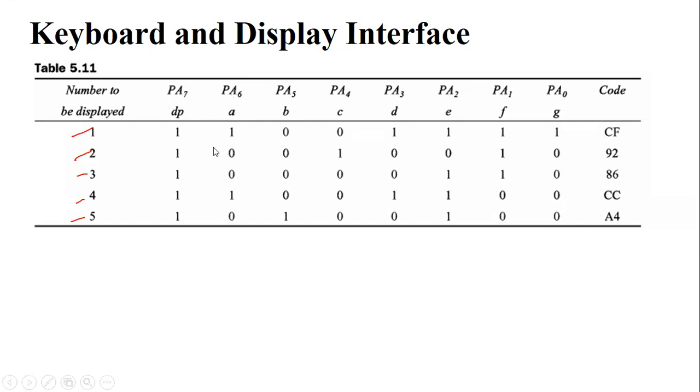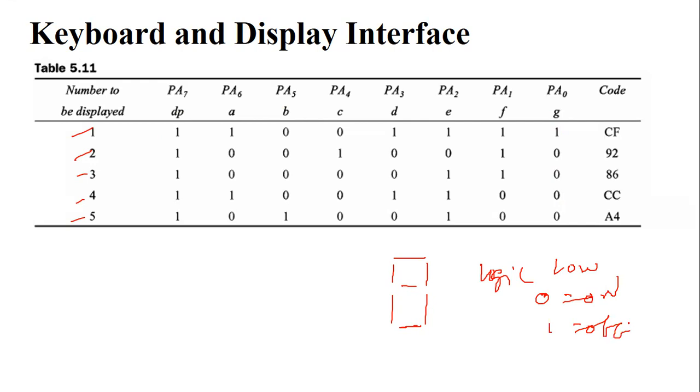So the number is to be displayed like this. Whenever you give this, it displays that number. You can see this number. Observe this. Remember this 7 segment display. Which one is on? This is logic low. Logic low means 0 is on, 1 is off.